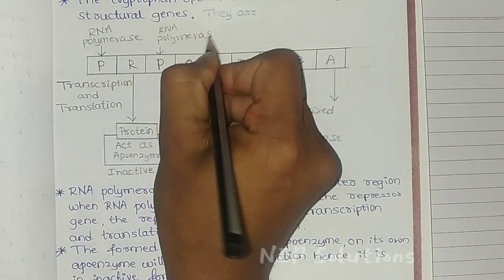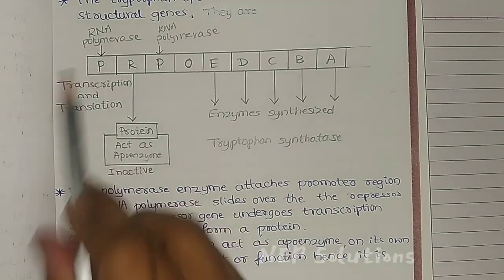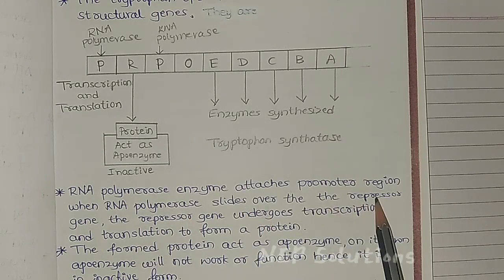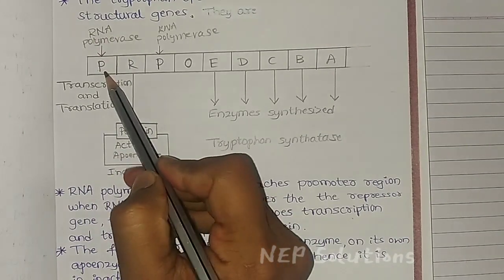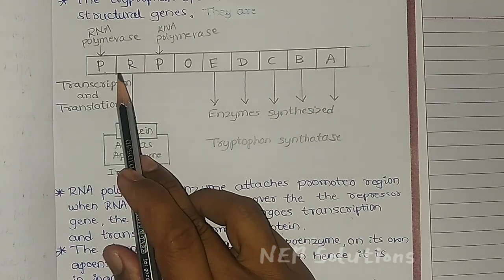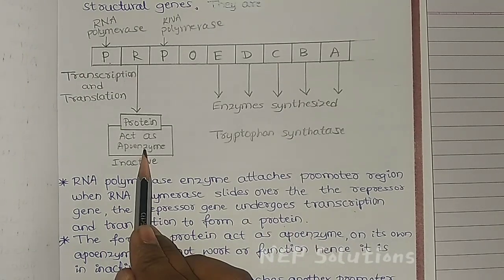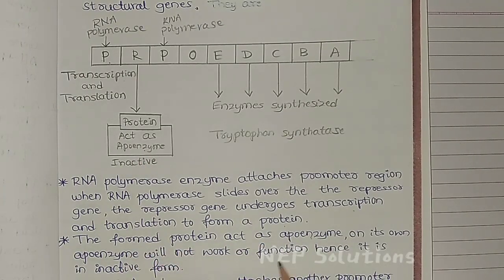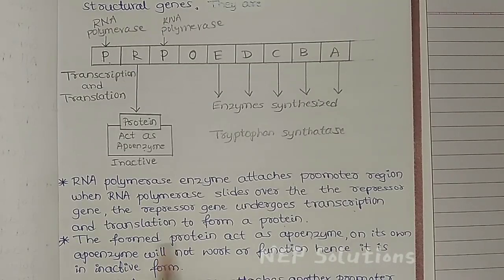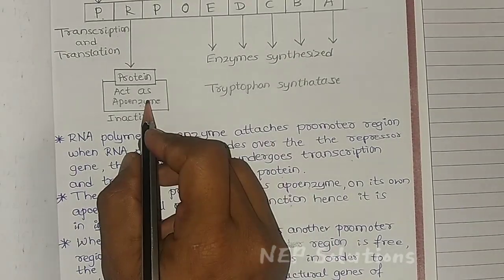RNA polymerase enzyme attaches to the promoter region. When RNA polymerase slides over the repressor gene, the repressor gene undergoes transcription and translation to form a protein. When it attaches to the promoter, the regulatory gene produces protein, by the process of first transcription, then translation. You all know that. Then the formed protein acts as apoenzyme. On its own, apoenzyme will not function. Hence it is in inactive form, because it acts as apoenzyme.